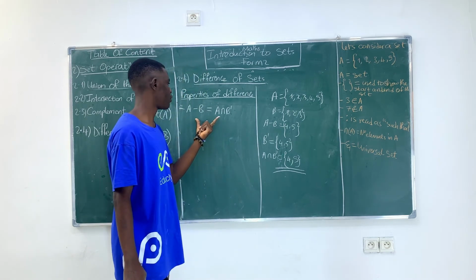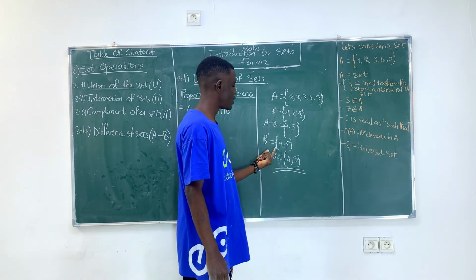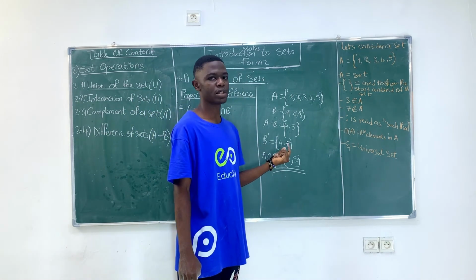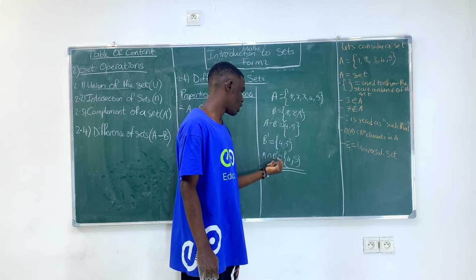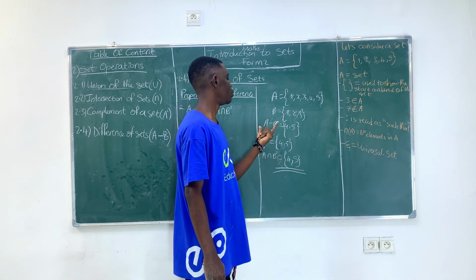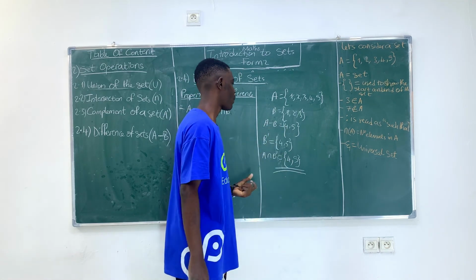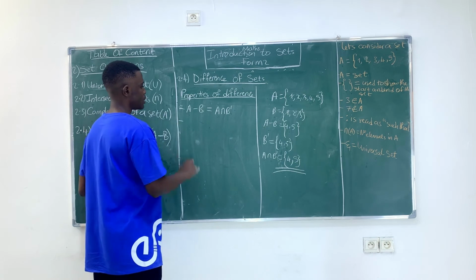So we say this law is fulfilled. This B prime is equal to also 4 and 5, but this is just a coincidence. It will not always be the case. But A intersection B prime will always be A minus B. So that is equal to the first property.